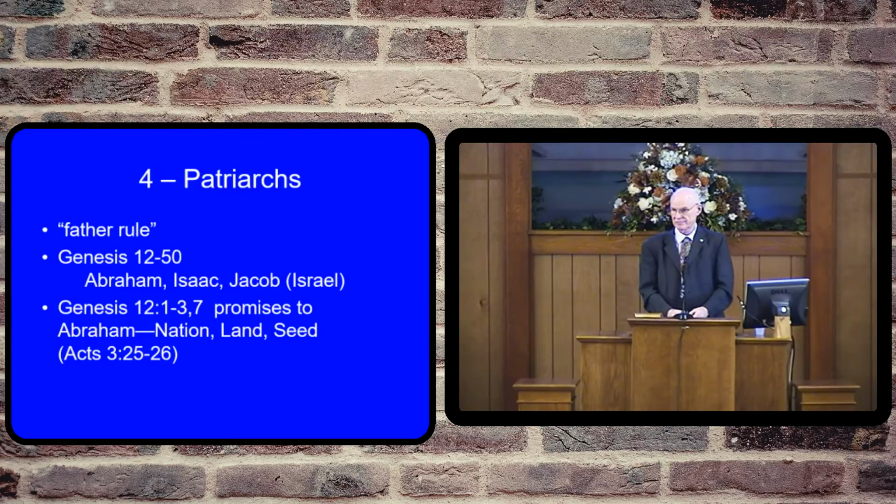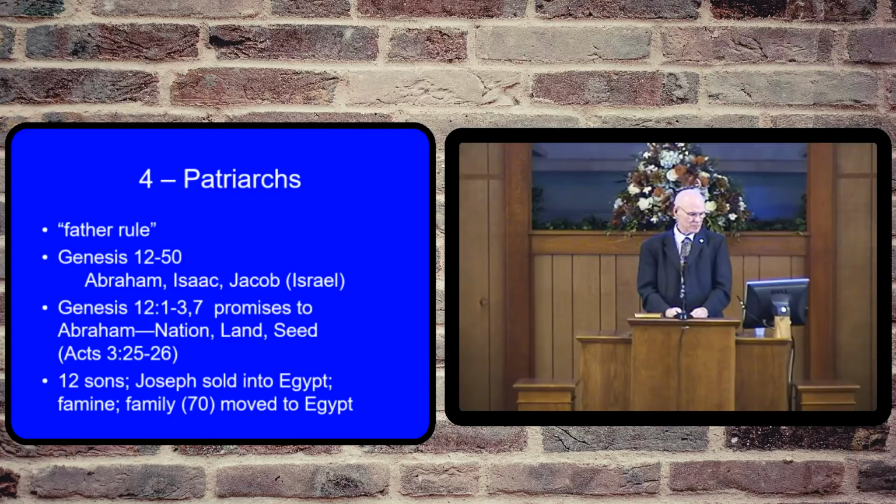In Genesis 12, verses 1 through 3, and verse 7, we have the three promises made to Abraham: that he would make Abraham a great nation, he would give him the land where he was, and the seed promise, that through him all the nations of the earth would be blessed. This is confirmed to us in Acts chapter 3, when it specifically ties that promise to Abraham and to Jesus. Jacob's name changed to Israel. He had 12 sons, the 12 tribes of Israel.